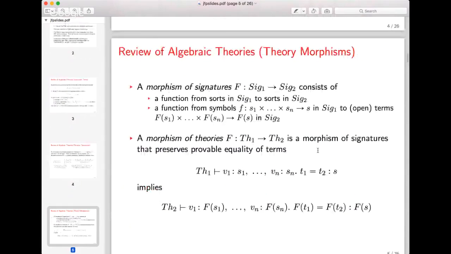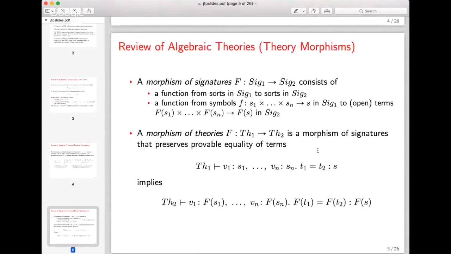So suppose we have two theories, theory 1 and theory 2. What does it mean to have a morphism between them? Well, that means that we have a morphism of the signatures underlying the theory, which means that we have a function f that takes the sorts in the first signature to the sorts in the second signature, and then we take each function symbol in the source to a term, an open term, a term with variables, in the second signature, in a way that's compatible with the assignment of sorts.